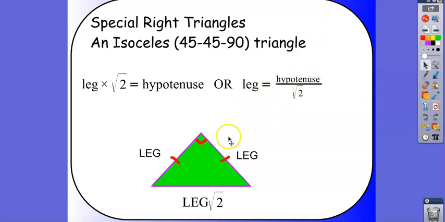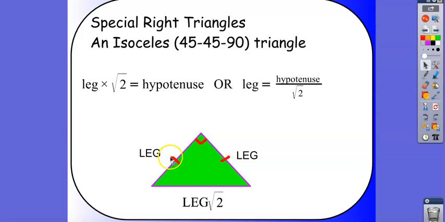On a 45-45-90 triangle, you have a leg and a leg. Why do we both call them legs? Because they're the same. If this length is 4, this length is 4. If this is, I don't know, 2 square root 3, then this side is 2 square root 3. They're exactly the same. So when you come to these, you have to identify that it's a 45-45-90.